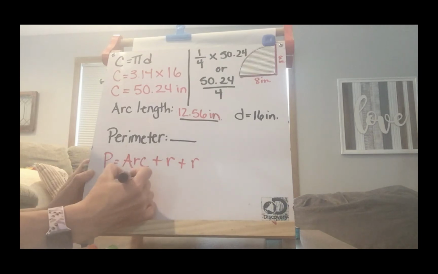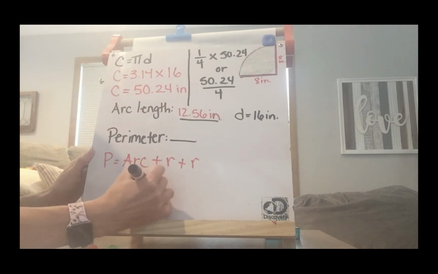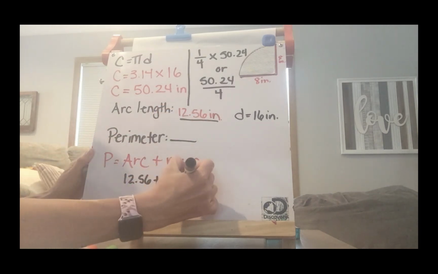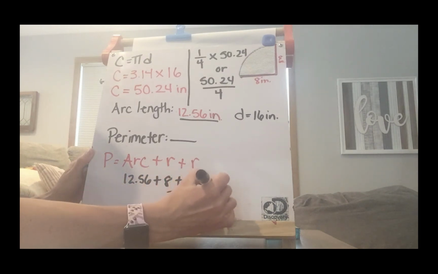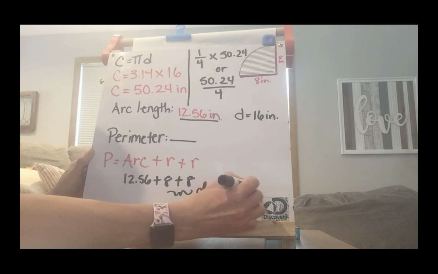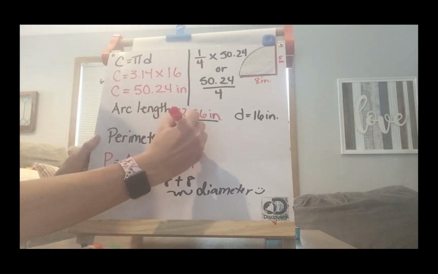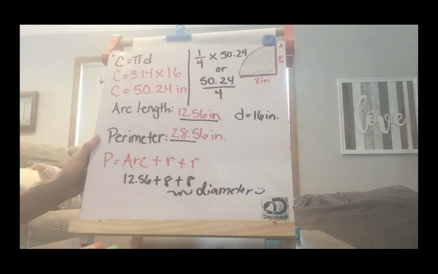So let's plug our values in there. We have our arc length, which is 12.56, plus one of our radius, which is 8, plus radius again, 8. And remember, this part right here is really your diameter. Go ahead and calculate that out. Go add those three values together. What do you get? 28.56 inches. All right, let's look at the next example.